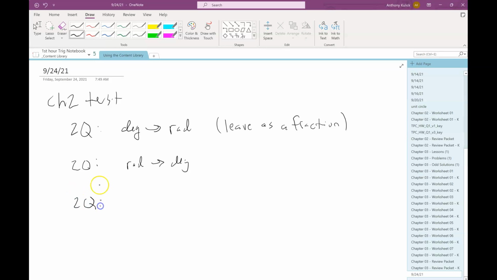And we're going to have 2 questions where I'm asking you to calculate some arc lengths. So you'll be using that arc length formula. I'll give you the formula on the test, so you don't have to memorize that.